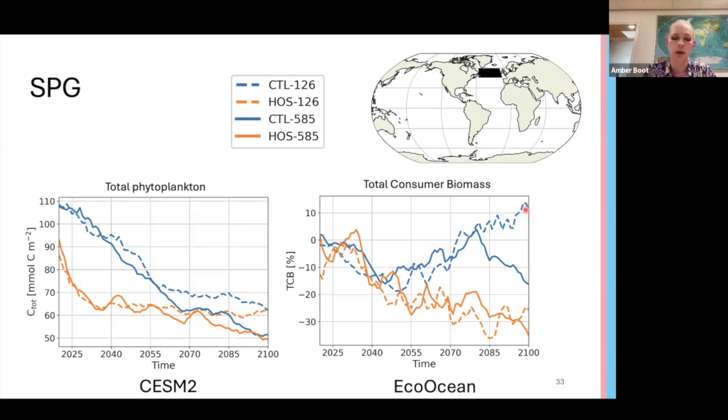But you can also get a case where you have, for example, a decrease of, let's say, 20% in total phytoplankton biomass that leads to a decrease of, let's say, 60% in total consumer biomass. So there you see that even though the change in total phytoplankton biomass is relatively small, the entire ecosystem loses much more biomass.